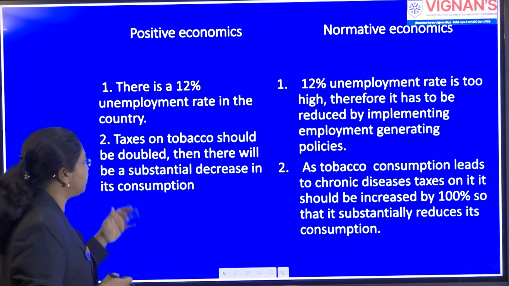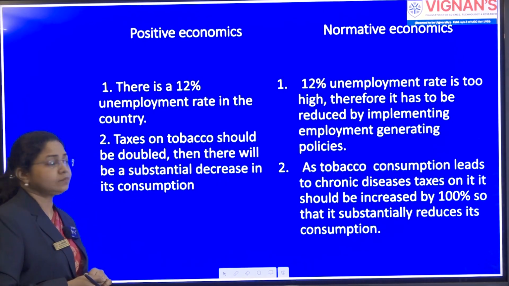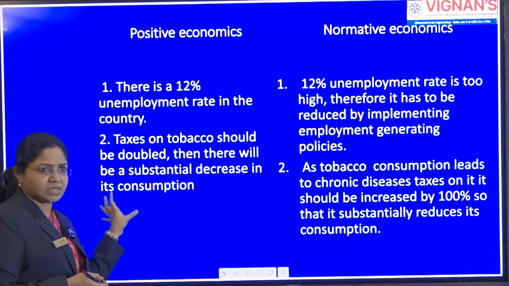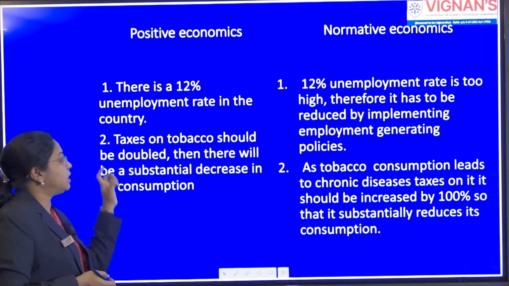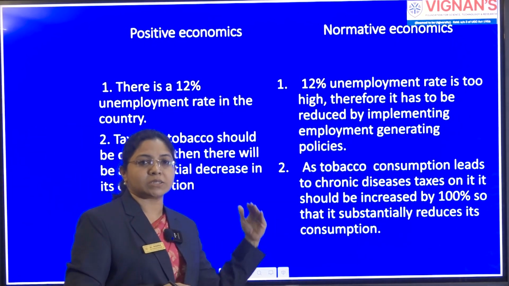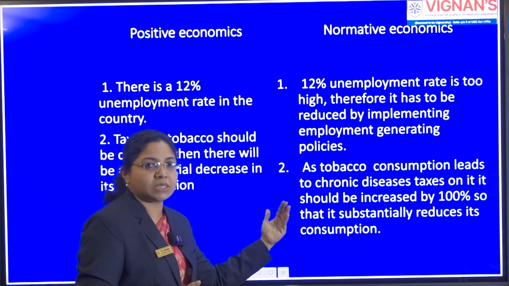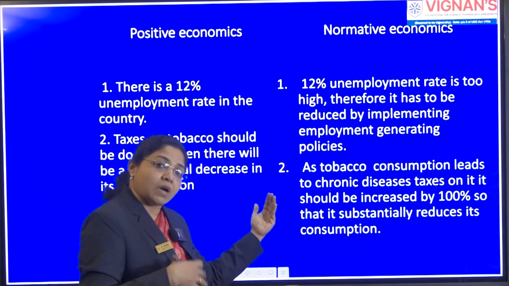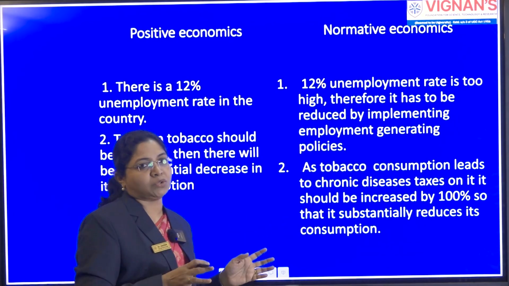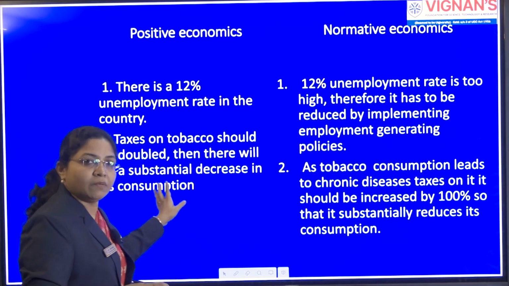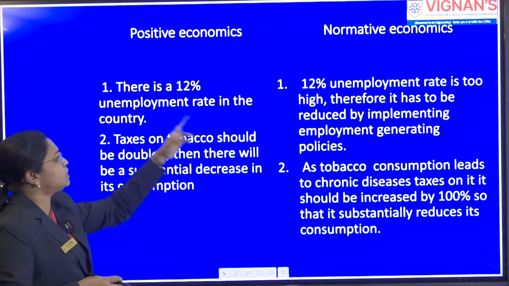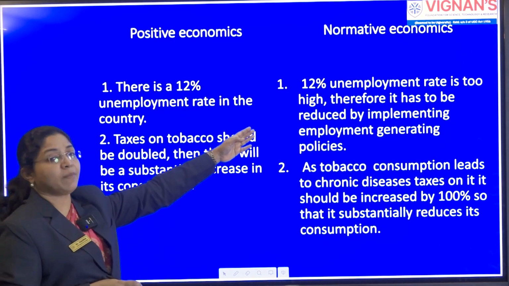One more example I'd like to give is: the taxes on tobacco should be doubled, then there will be a substantial decrease in consumption. This is a positive statement. But ideally, because tobacco is harmful for health and leads to chronic diseases, how should it be? There should be 100% taxation on tobacco. So these are two statements, where we see the positive statement and the normative statement. These two are examples of positive and normative economics.